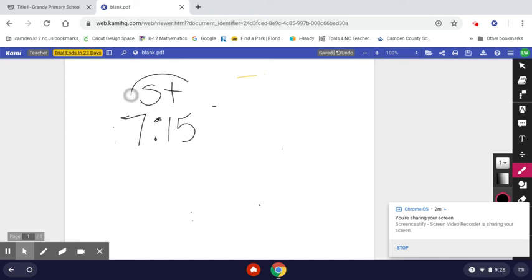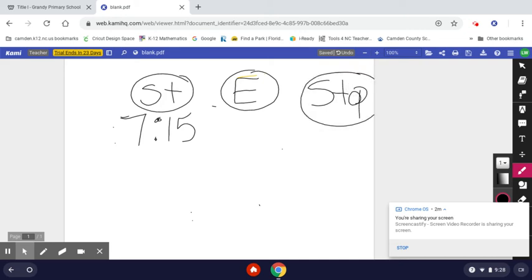So let's say that this morning I started eating my breakfast at 7:15, and I always organize it start, elapsed, and stop so that I know my times. So I started eating breakfast at 7:15. It took me 12 minutes to eat my breakfast. So now I know the start time and the elapsed time. I need to figure out what time I finished or stopped eating breakfast.